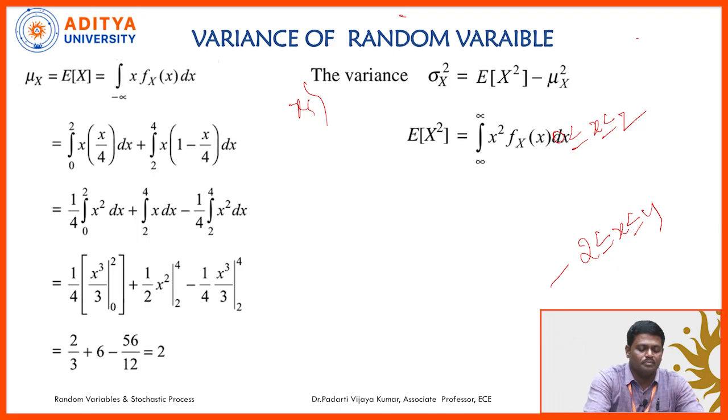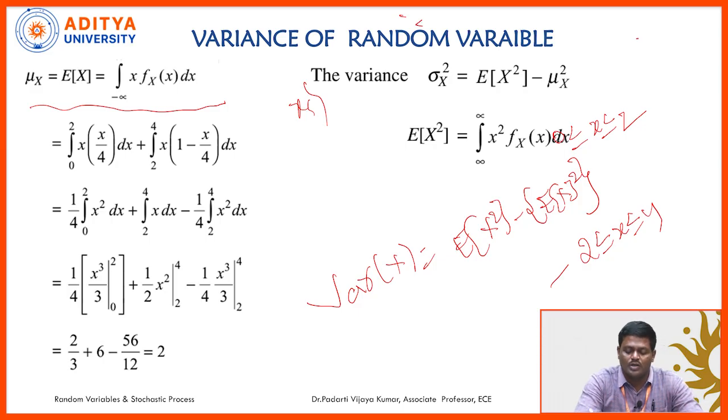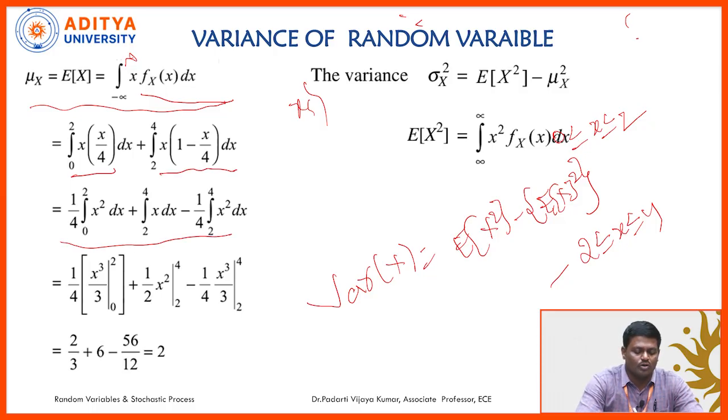Let us compute the mean first, because we know that the variance of x is equal to expectation of x square minus expectation of x whole square. So, first we need to compute the mean value. The mean value is integral minus infinity to infinity x into fx of x dx. From 0 to 2 the function is x by 4, from 2 to 4 the function is 1 minus x by 4. Solving this, we will get 2.